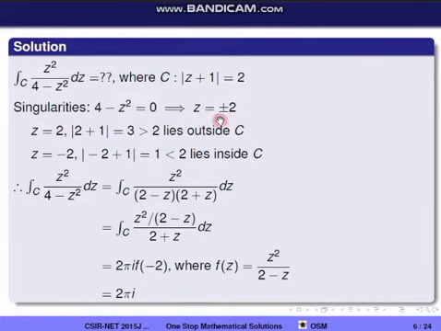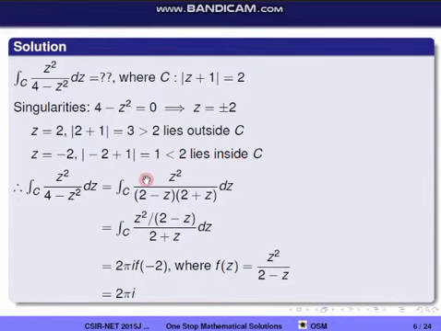So now we will check which of the points lies inside curve C. For z equal to 2, we get |z + 1| = |2 + 1| = 3, which is greater than 2, so it lies outside C. For z equal to -2, we get |z + 1| = |-2 + 1| = |-1| = 1, which is less than 2. So this point lies inside C.